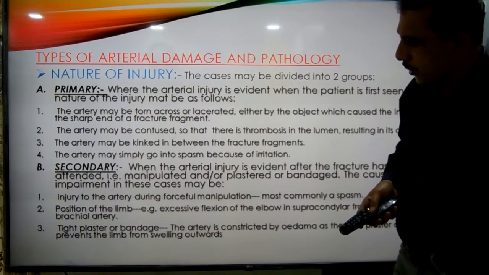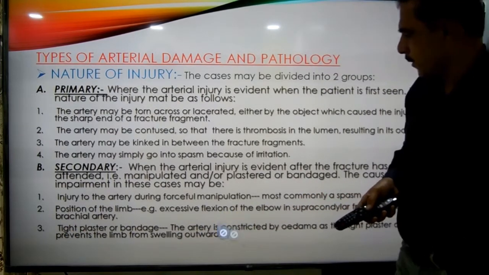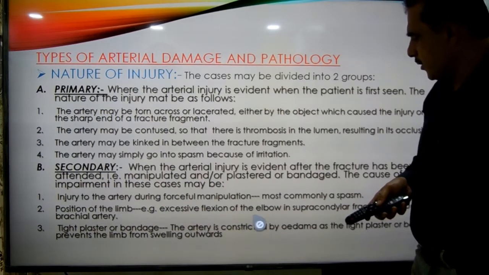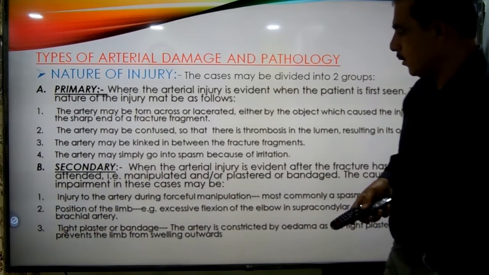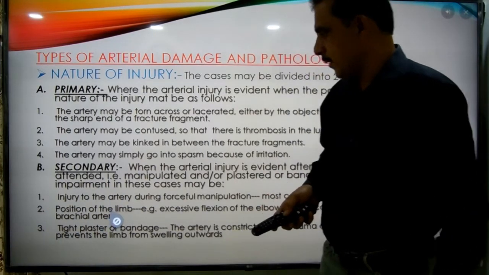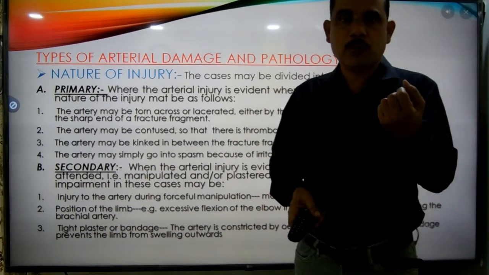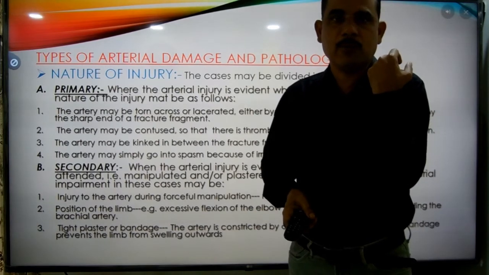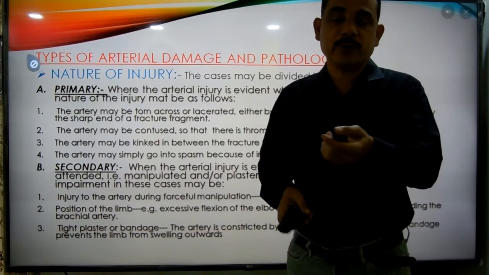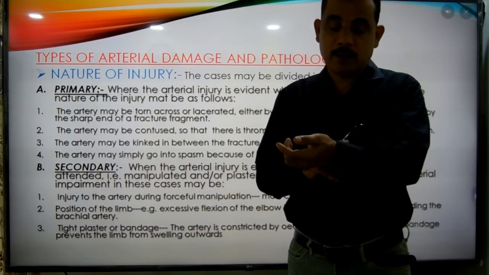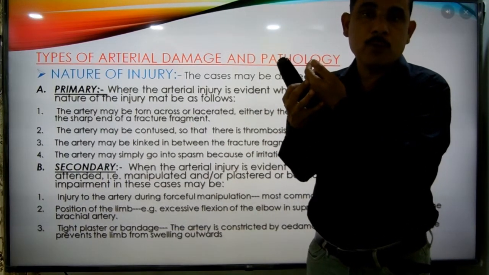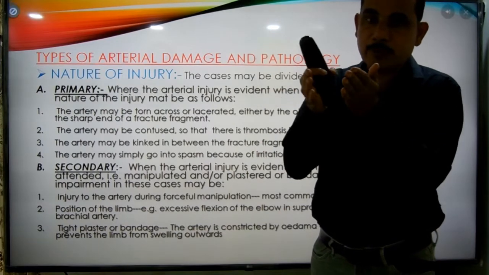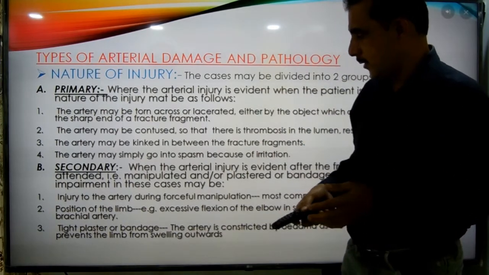Second is the position of the limb. For example, excessive flexion of the elbow in a supracondylar fracture, occluding the brachial artery. See, in the case of a supracondylar fracture you immobilize, or during the reduction, if you excessively flex the elbow, it will cause compression of the brachial artery, isn't it?